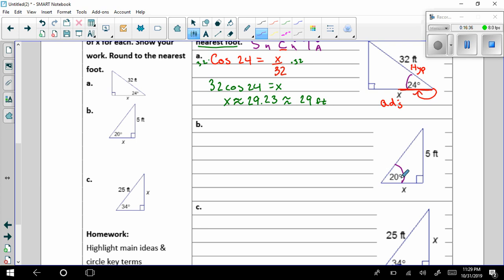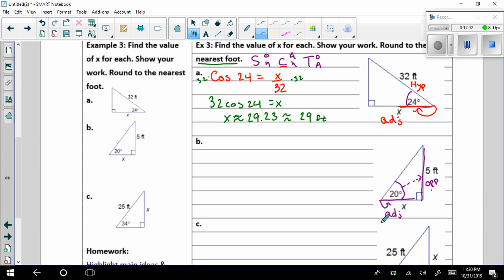We have here a 20-degree angle, right? That's our angle of interest. And we have the side where 5 feet is would be the opposite side to that. And then where x is located is your adjacent side. So the trig identity that uses opposite and adjacent is your tangent. Right? So the tangent of 20 is equal to opposite, which is 5, over adjacent, which is x.